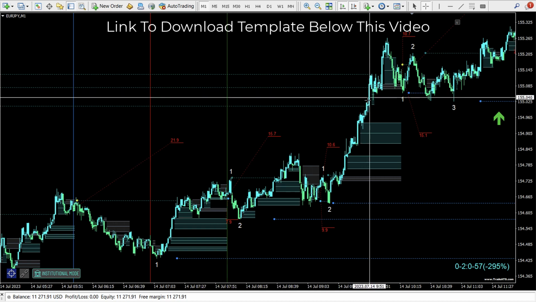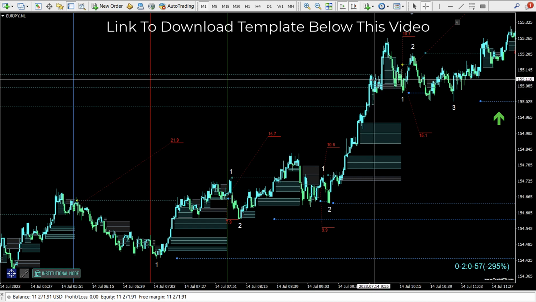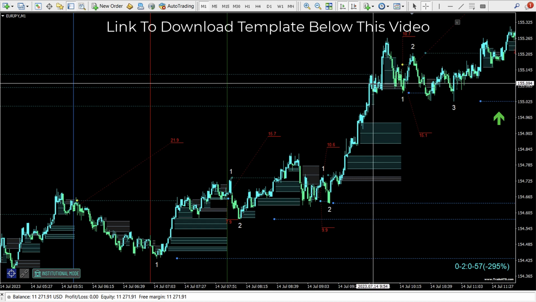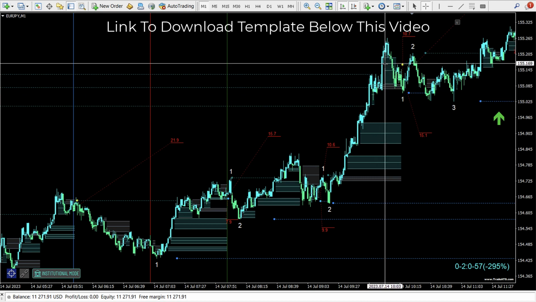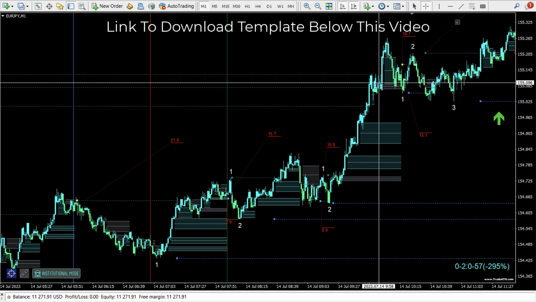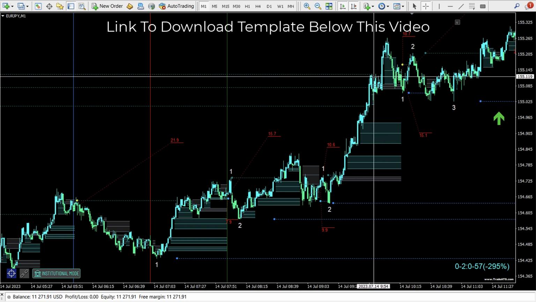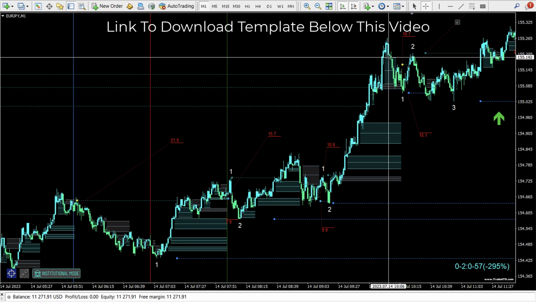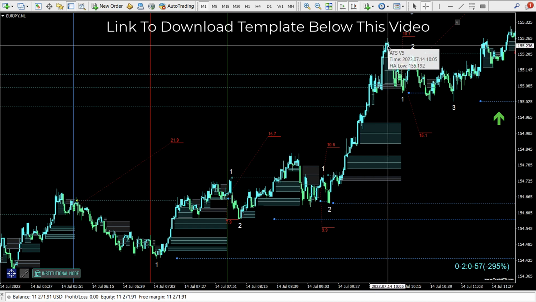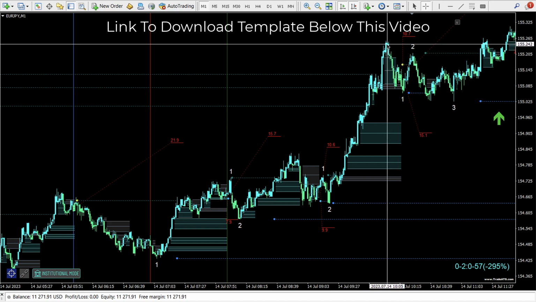So you see that it's breaking a lot of liquidity. Now what we want to do is start to tighten our stop loss. After it broke these three external liquidities and went up here, we have a very good risk to reward here.